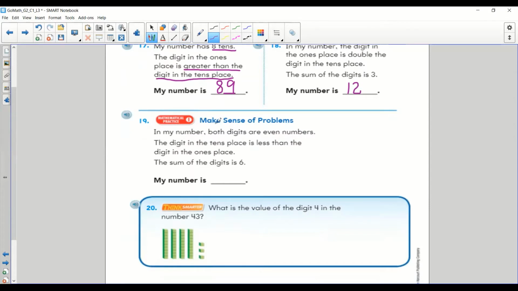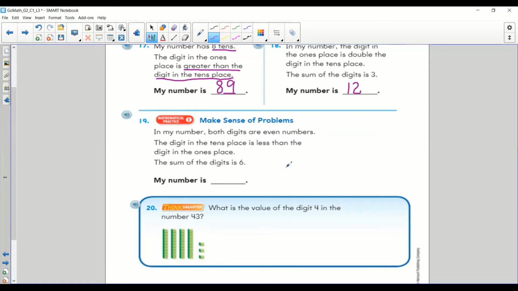So make sense of problems. In my number, both digits are even numbers. Remember what even numbers are? The digit in the tens place is less than the digit in the ones place. The sum of the digits is 6. Well, can you think of two even numbers that you add together to make 6? Well, let's see, we have 1 plus 5, but those are odd numbers. We have 2 plus 4. That would work. Those are both even numbers.